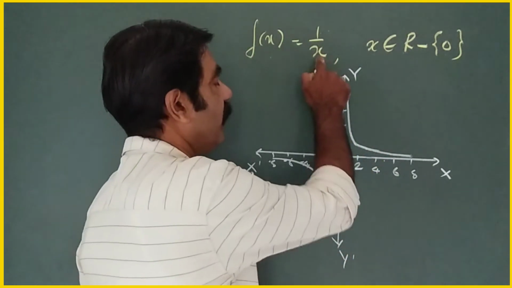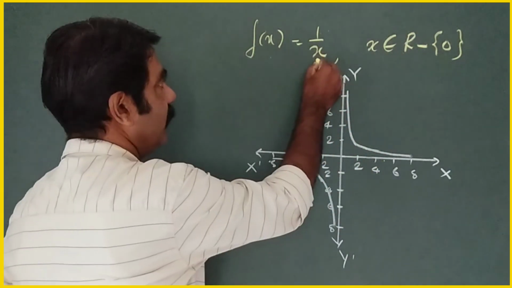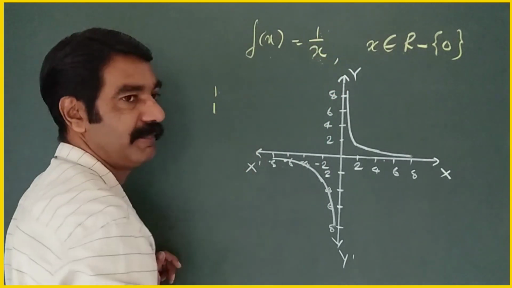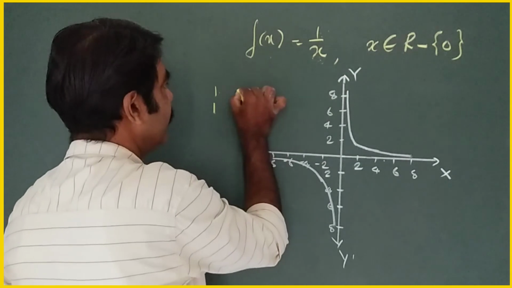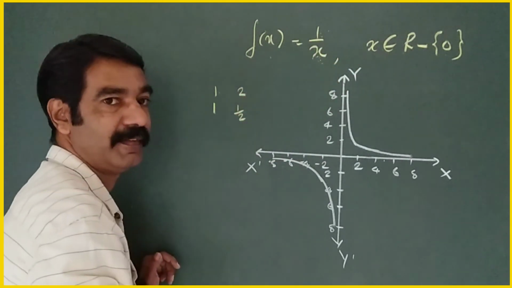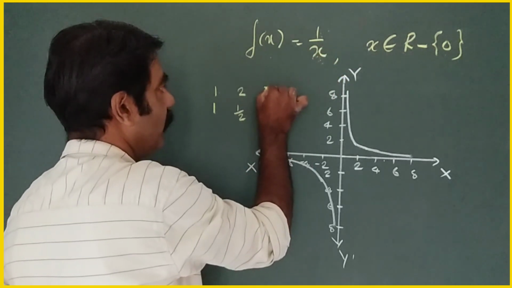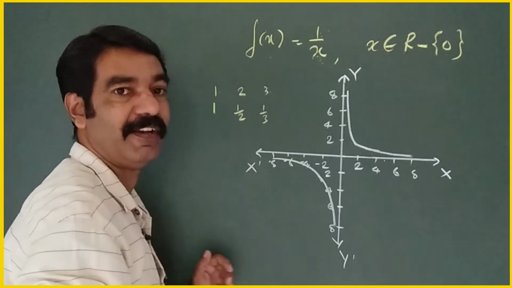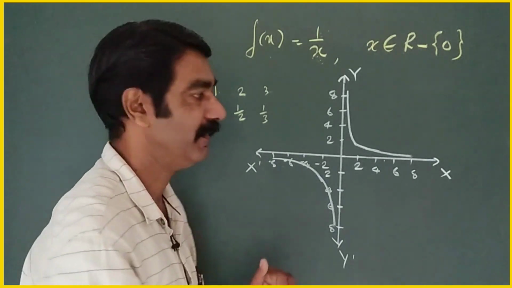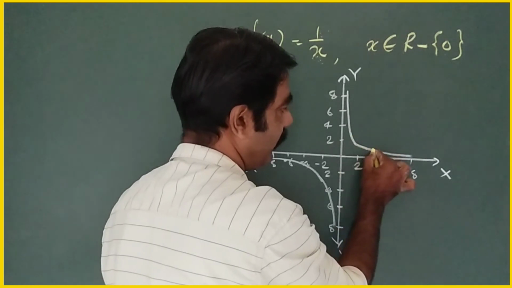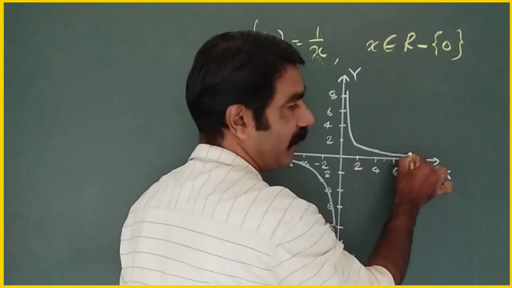Let's check. Suppose x is equal to 1. When x is 1, the function is 1 by 1, which is 1. When x is 2, the value of the function is 1 by 2. When x is 3, the value is 1 by 3. So when the value of x is increasing, the value of y is decreasing, very near towards 0.